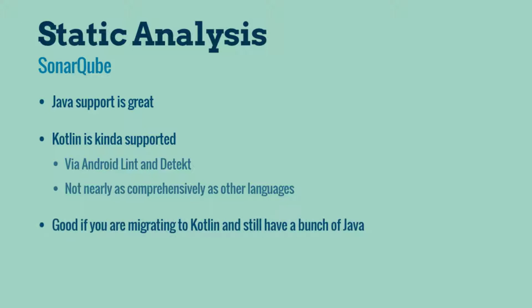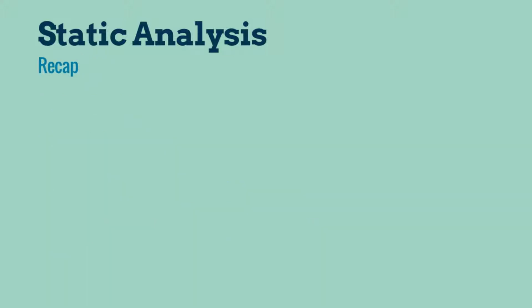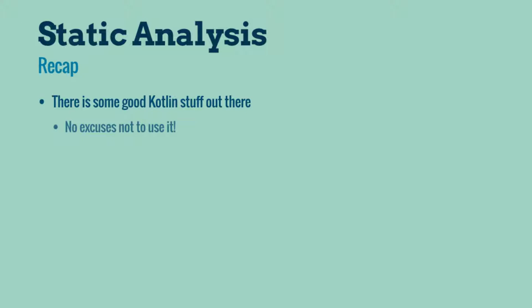But it's still very good to have it if you're in the process of migrating a code base from Java to Kotlin. Because, for example, besides all the good stuff you get on Java, you also have a unified dashboard where everything sits, and you can see at least some of the things that Android Lint and detekt would pick up, all in the same place as Java, and you get a unified bugs count, a unified number of issues and estimations of fixing time and so on and so forth. So it's still useful. So static analysis, what we said is there is some good stuff for Kotlin out there. There's no excuses not to use it at this point.